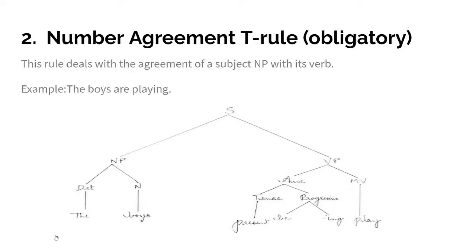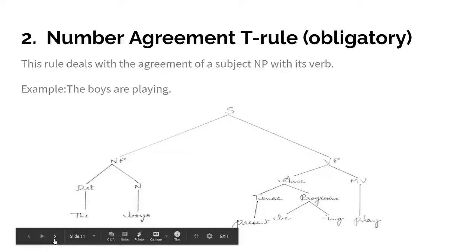We are going to use the P marker again. The sentence can be divided into NP and VP. NP consists of two elements, determiner and noun: the determiner here is the, and the noun is boys. The verb phrase contains two parts, auxiliary and main verb. Auxiliary contains tense and progressive. Tense here is, without any doubt, present. Then progressive is be plus ing, and the main verb is play.